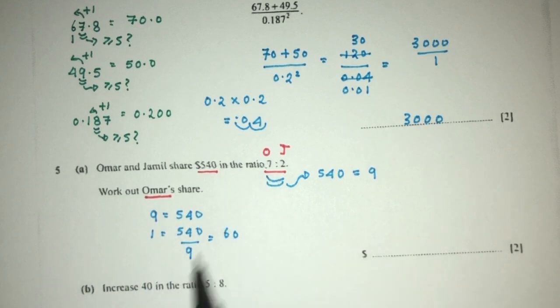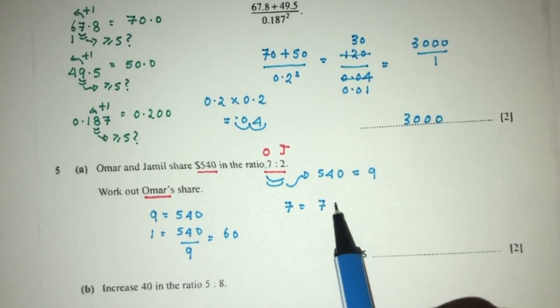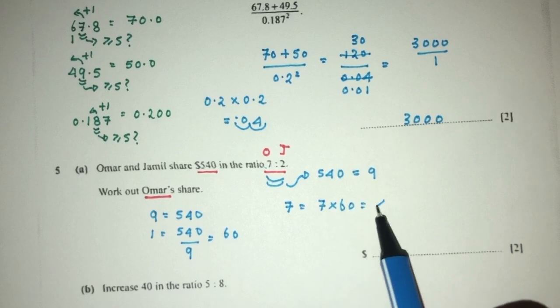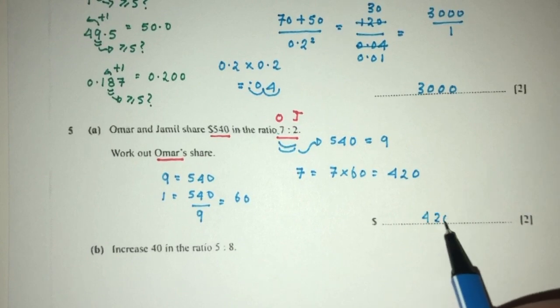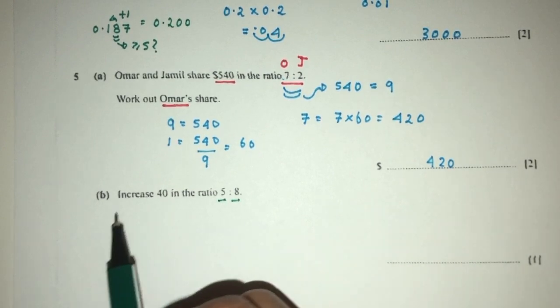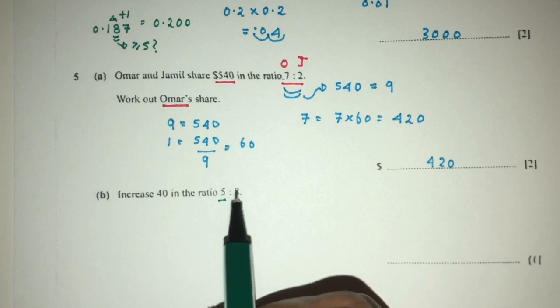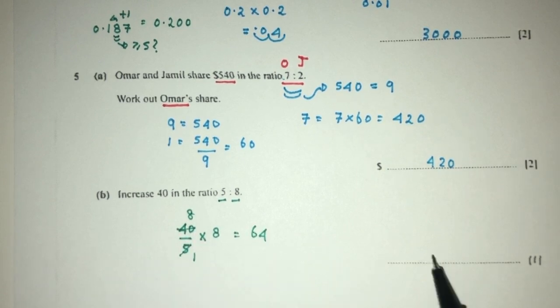Now we want to find the share of Omar's. It will be 7. So 1 is 60, 7 will be 7 times 60. And that will be 420 for the share of Omar. Now for part B, we have to increase 40 in the ratio of this. So pretty easy. That is increasing that. Initially it was 5. Let's turn it to 8. That will be 40 divided by 5 times 8. That will be 1, 8, and that will be 64.